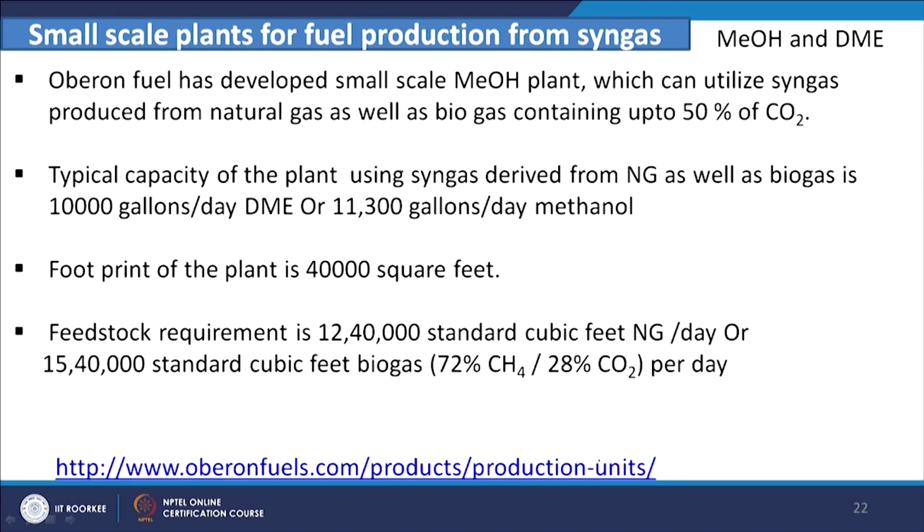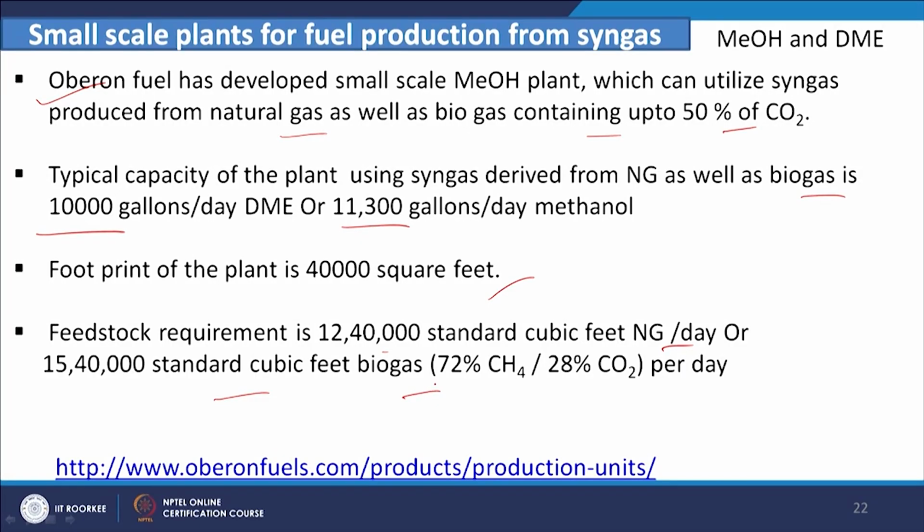And then Oberon Fuels has developed a small scale methanol plant which can utilize syngas from natural gas as well as biogas containing 50% carbon dioxide. The typical capacity of the plant using syngas derived from natural gas as well as biogas is 10,000 gallons per day of DME or 11,300 gallons per day of methanol, and the footprint of the plant is 40,000 square feet. The feedstock required is 12 lakh 40,000 standard cubic feet of natural gas per day and 15 lakh 40,000 standard cubic feet of biogas per day.